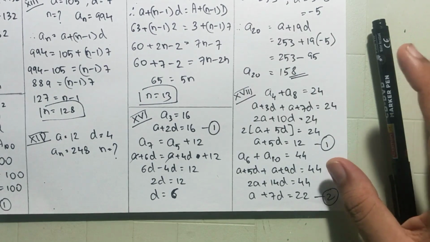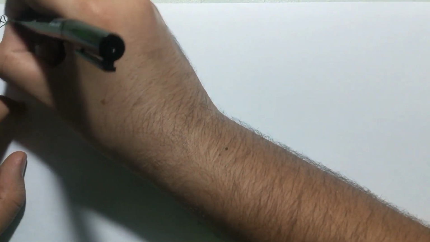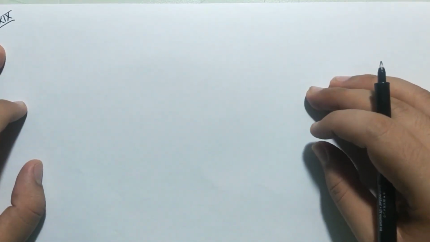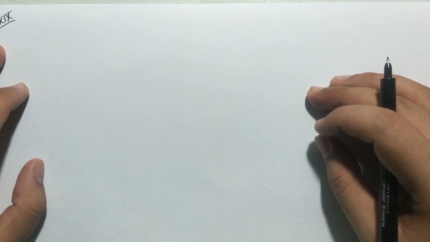Okay, so I am proceeding towards the 19th sum. The question is: Subha Rao started work in 1995 at an annual salary of rupees 5,000 and received an increment of rupees 200 each year.